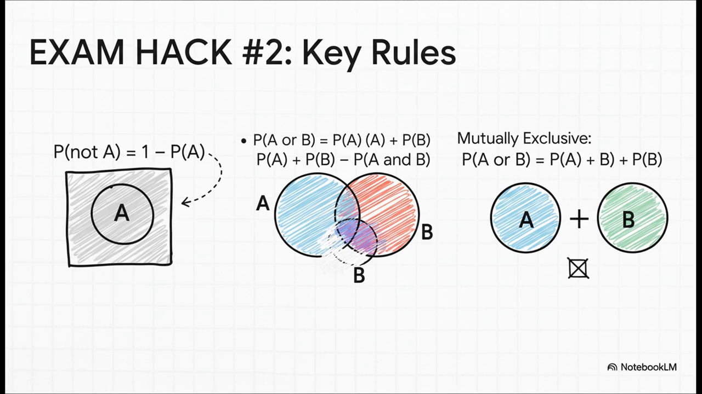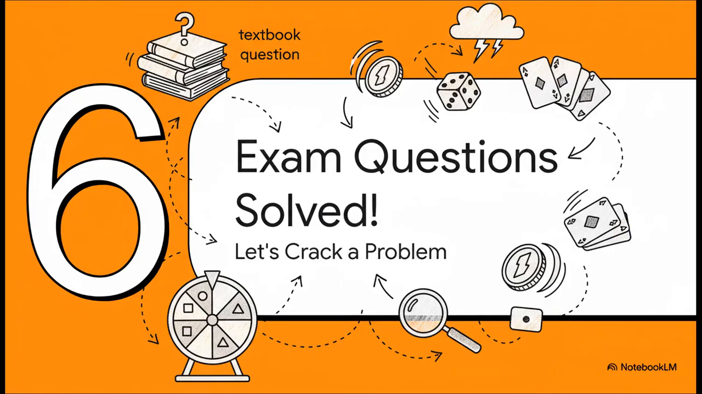But wait, what if the events are mutually exclusive? Remember what that means? No overlap. So that last part becomes 0, and the formula gets even simpler. It's just P of A plus P of B. That's it. Okay, are you ready?